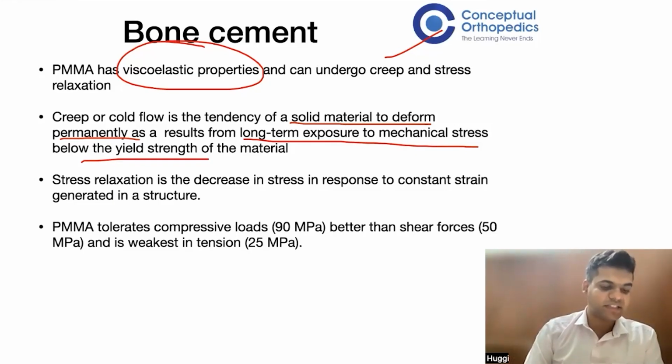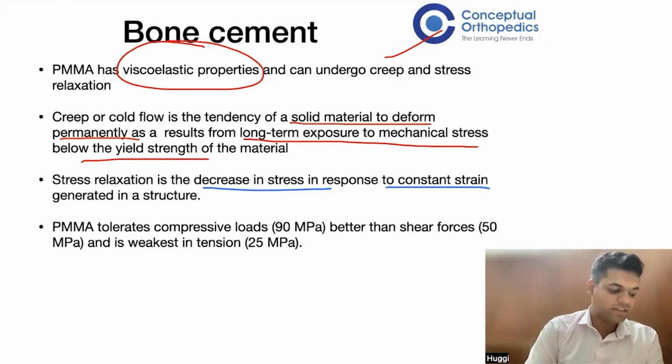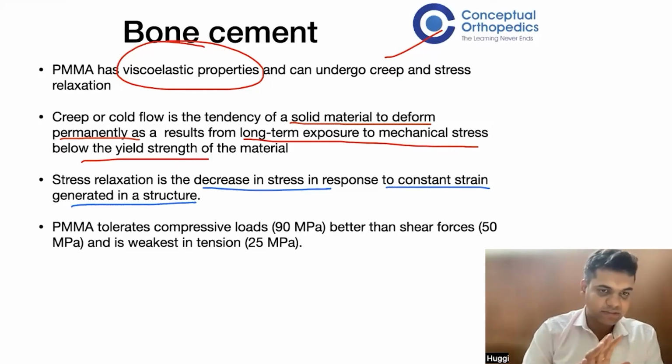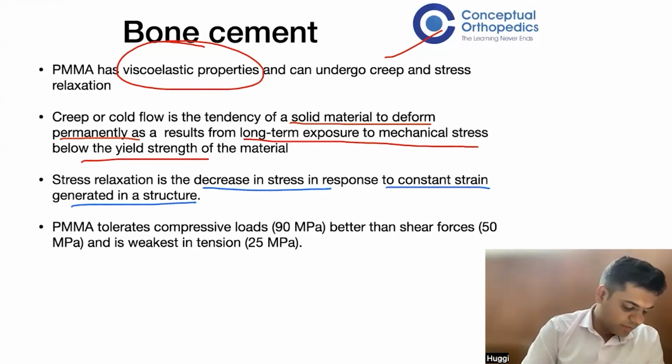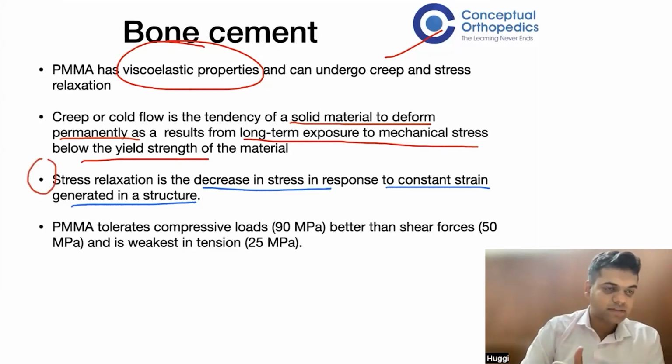What is stress relaxation? Stress relaxation is a decrease in the stress upon constant strain which is generated across a structure. Okay, this is a little difficult to understand. Just remember there is stress relaxation. Because of this property of stress relaxation, the cement has got its properties. So these are the main primary properties of a cement. Based on this, how a cement can tolerate.